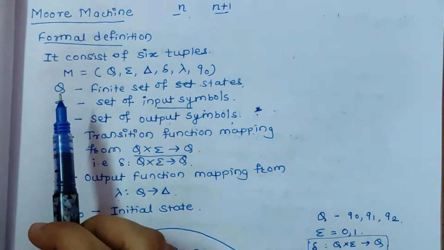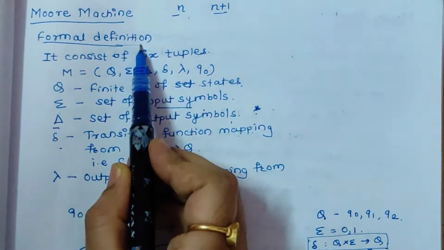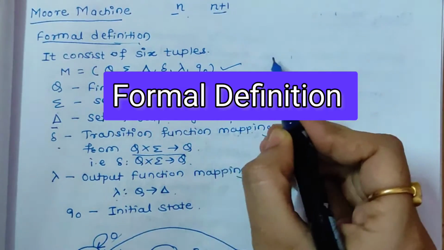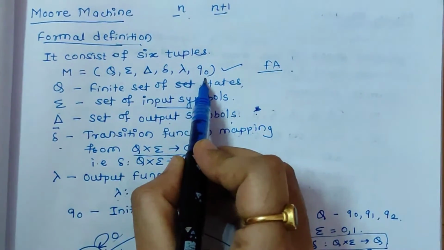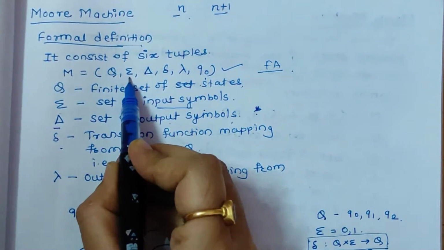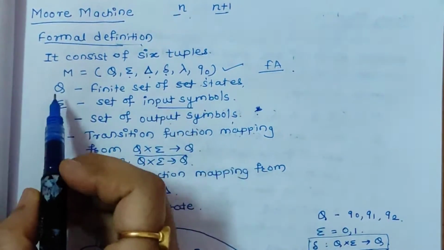In this video we will discuss Moore machine. First of all we will discuss the formal definition of Moore machine. This Moore machine is a finite automata and the tuples included in this machine are Q, sigma, delta, lambda, and q0. First of all we will say what is Q.